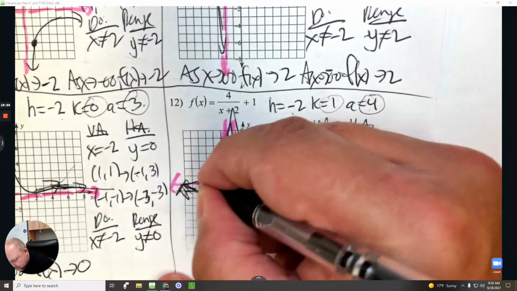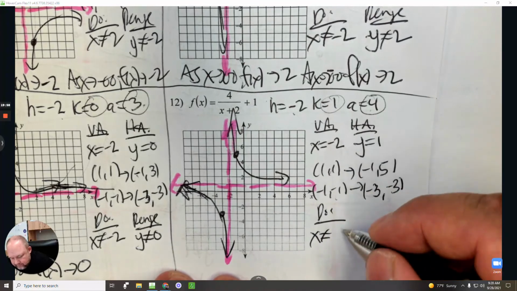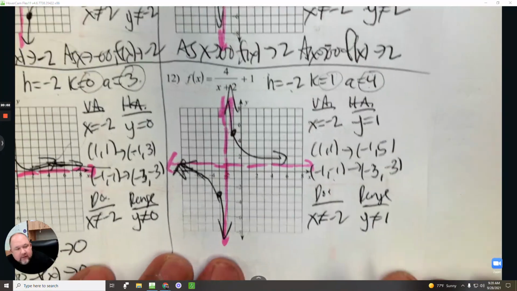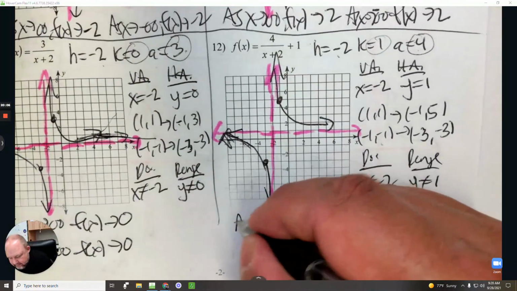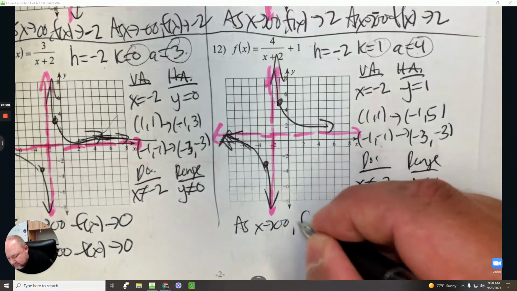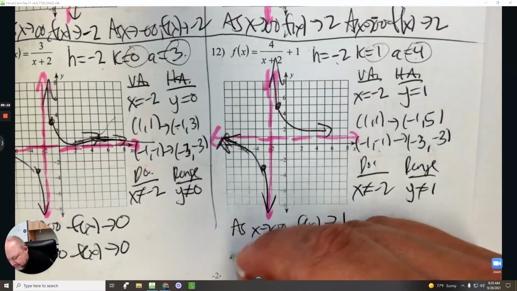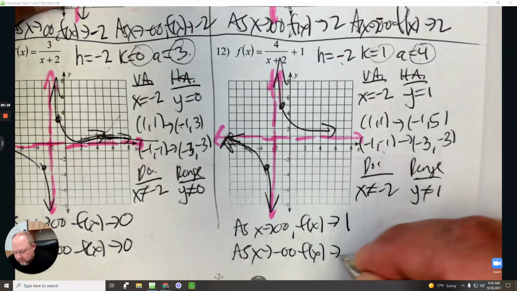The domain restriction, x cannot equal negative 2, and the range, y cannot equal 1. And lastly, the end behavior. As x approaches infinity, the function approaches the k value, which is 1. As x approaches negative infinity, the function approaches also 1.